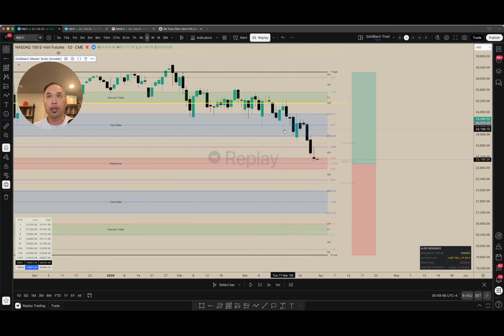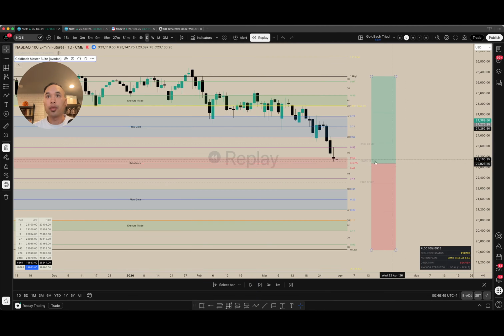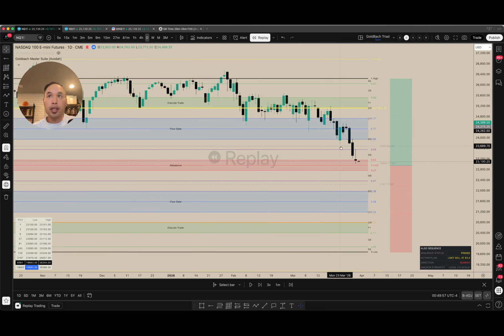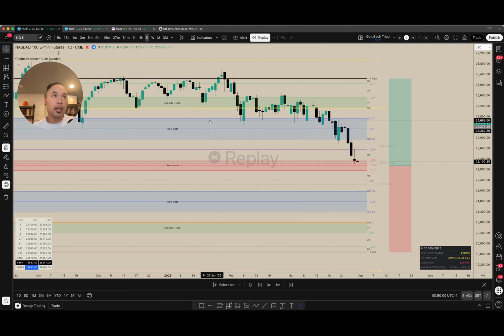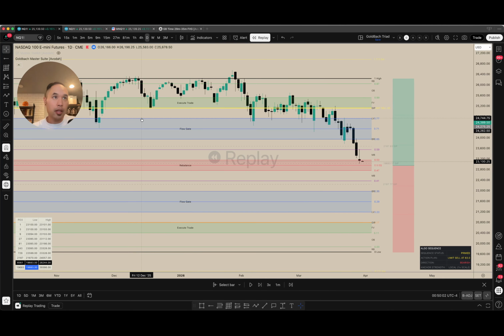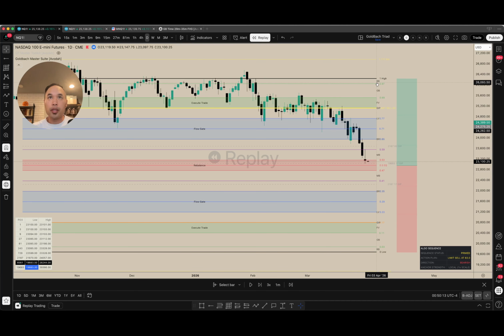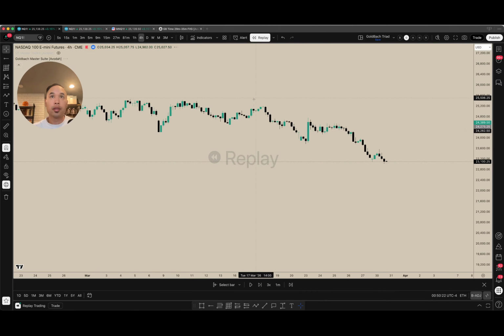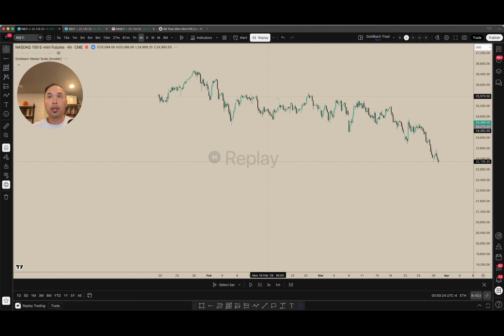Actually, let me zoom out again. Based on these Goldbach numbers and levels, the reason why these are important and how they coincide with ICT is that they coincide with ICT PD arrays. PD arrays stands for premium discount arrays. Basically, premium and discount price patterns that you can see on the chart that will align. So this RB stands for a rejection block. That's basically a wick, something that wicks in. So I bet on the 4 hour, this would be a wick, or look somewhat like a wick, right?